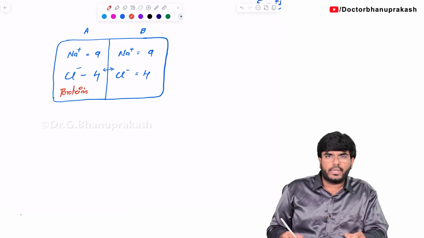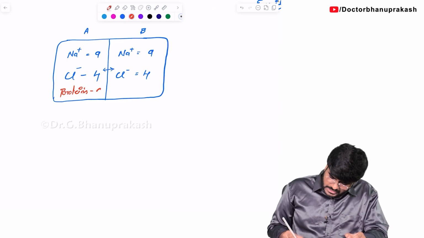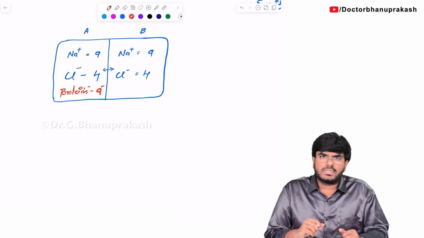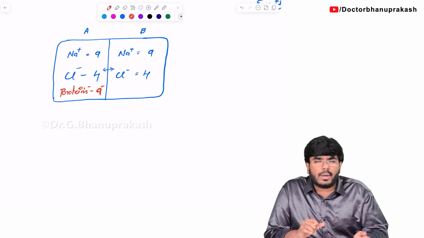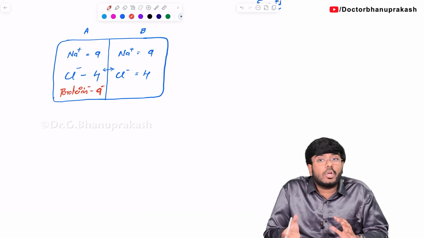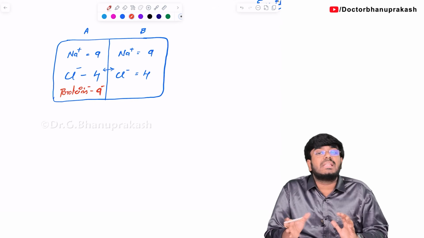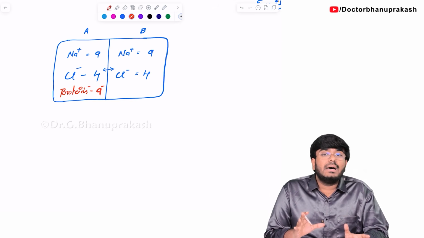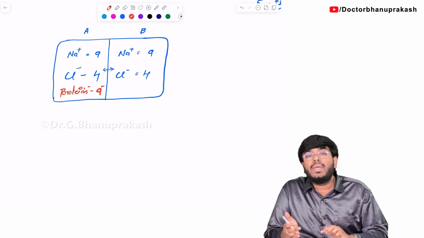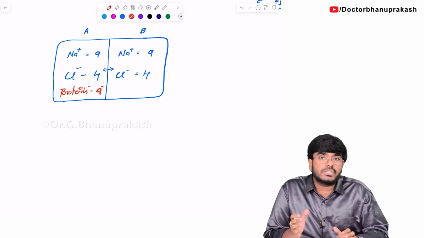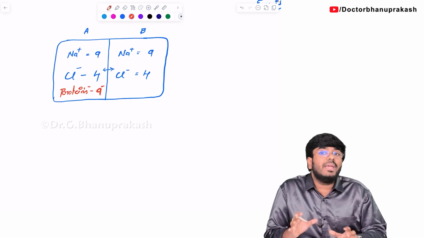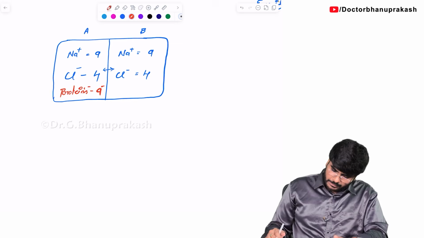Now I am taking proteins. These proteins are also negatively charged. I am keeping, let's say, minus 9. Proteins are negatively charged and I am taking 9 ions. Now tell me, do you think these proteins are permeable? No. So listen carefully: in the presence of this large impermeable molecule, do you know what will happen? The arrangement of these permeable ions will change. The distribution of these permeable ions will be affected. How, sir? Let me tell you.